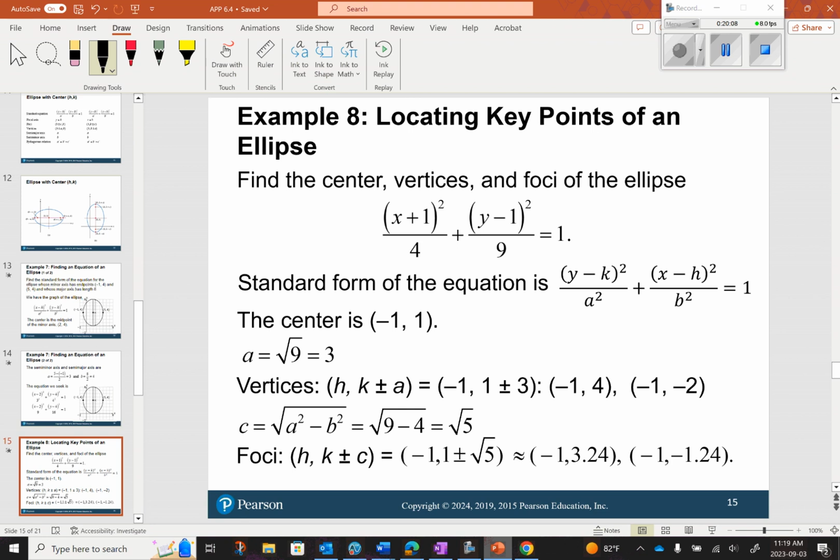Now again, directions just say find the center, check, find the vertices, there they are, and find the coordinates of the foci. They're not asking you to graph it at this point because, yeah, you know how to plot points.